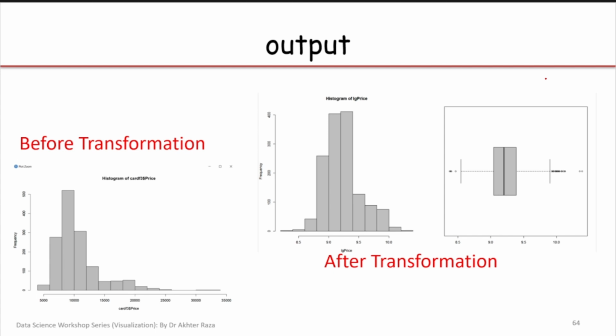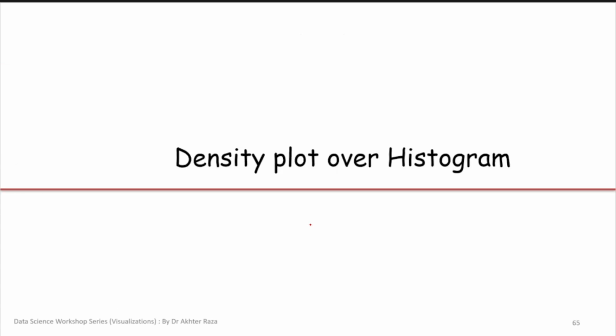The next element is the density plot over the histogram. Density plot means that density, this is the density plot. We can also call this a frequency curve. And if we fill this frequency curve with any color, we can call it a density plot. The density plot over the histogram is the next topic.